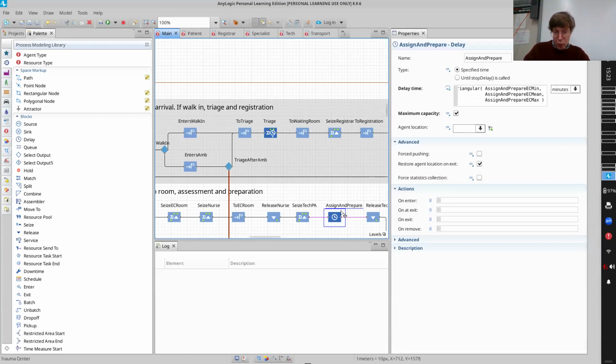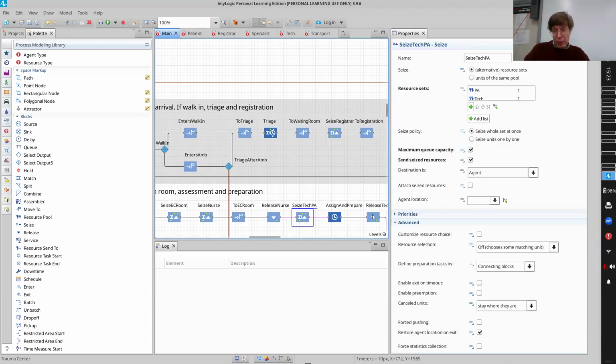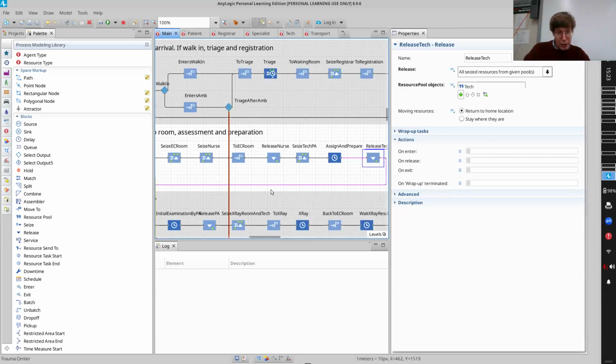They will be in this block for that amount of time, and then they will proceed along and release these resources. So they got the resources here needed to proceed, and they released the resources here. Or released the technician. They haven't released the physician's assistant yet.